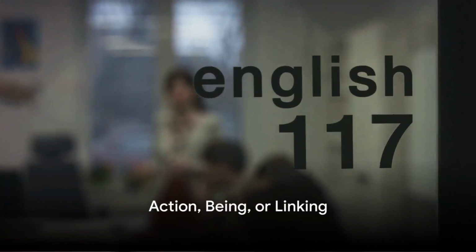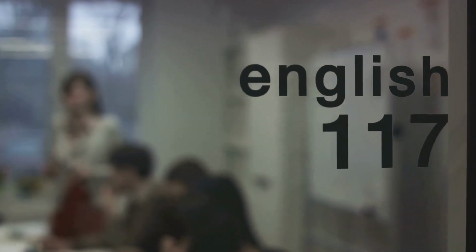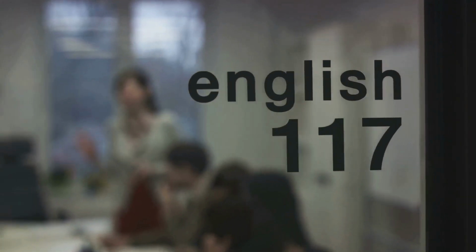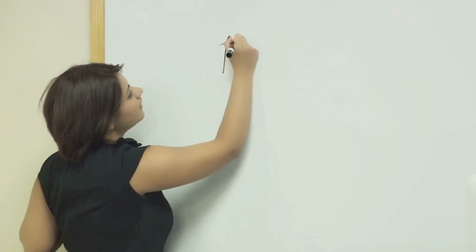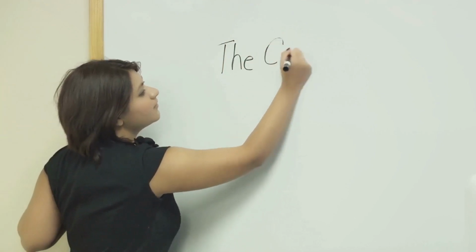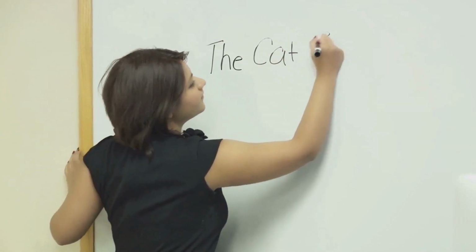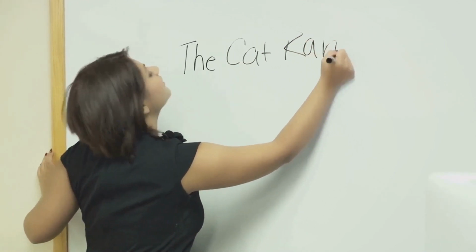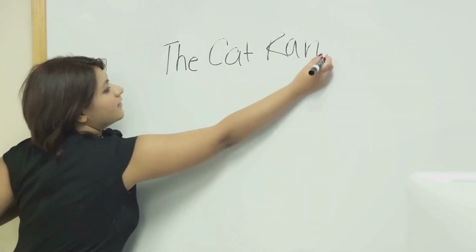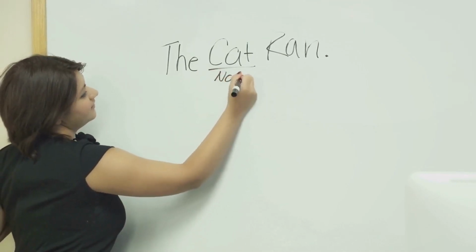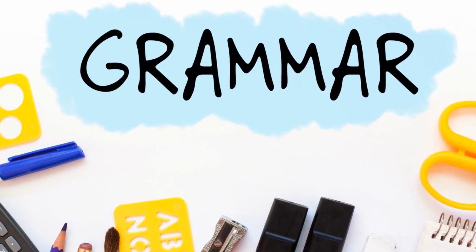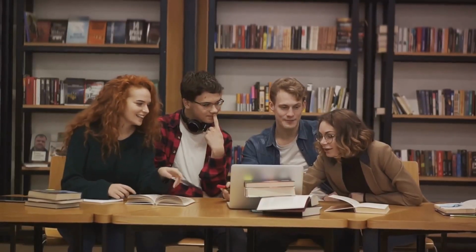Stick around. The first part of our guide focuses on identifying verb phrases and their types. So let's dive into the world of action, being, and linking verbs. Now, what are these, you might ask? Well, an action verb, as the name suggests, refers to an action. It could be a physical action like jumping or a mental action like thinking. A being or state of being verb, on the other hand, indicates a state or condition. Words like is, are, was, and were are common being verbs.